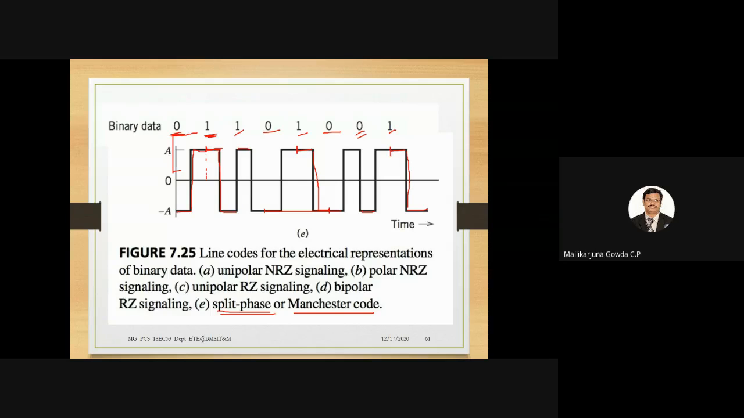So it has its own advantages. I will discuss that in the next class. So far I discussed how to represent the given binary data with these different types of line codes. With this, let me stop.